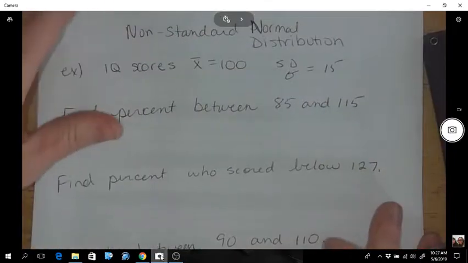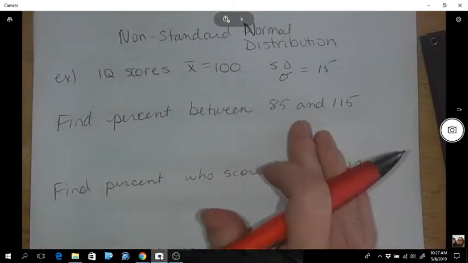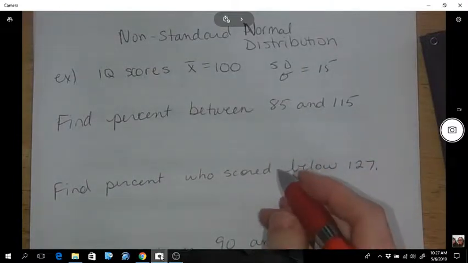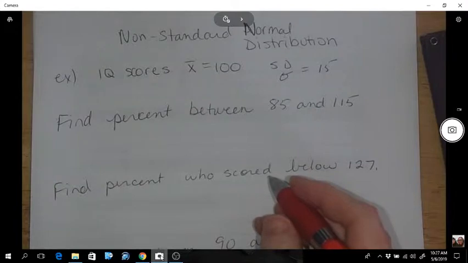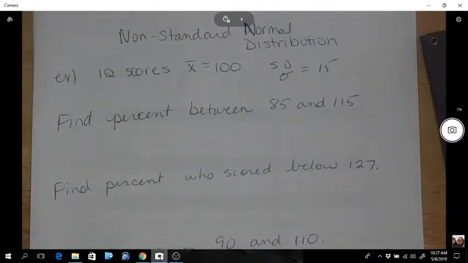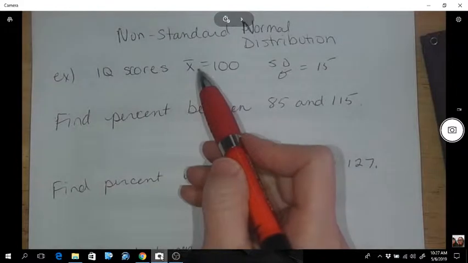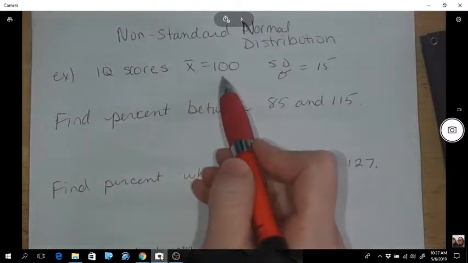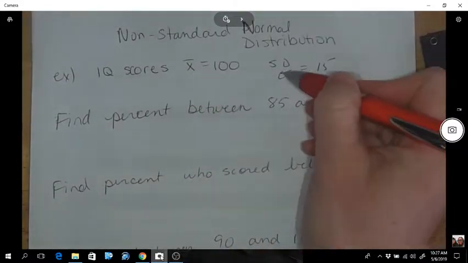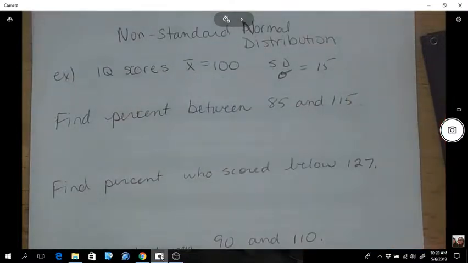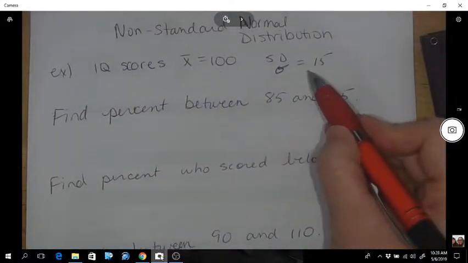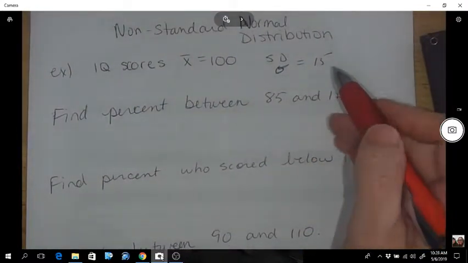Okay, we're going to talk about non-standard normal distribution. We're going to be finding percentages related to scores, and we're going to hear the word Z-score. Okay, so here's the example. You have IQ scores. The mean was 100, and the standard deviation, which has this little circle with a tail kind of thing, is 15.